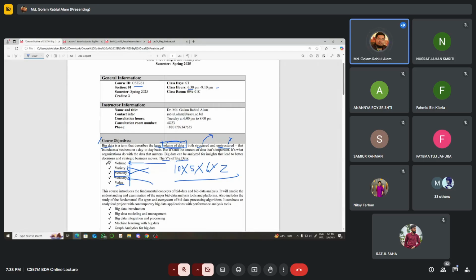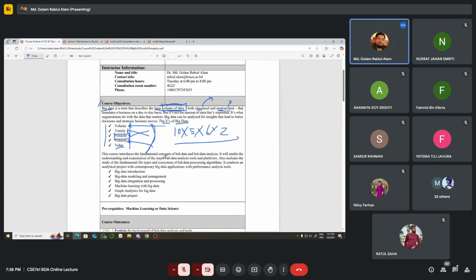So these 5 V's we usually consider as the 5 V's of big data. If we have these properties, or maybe any of these properties, then we usually consider that to be big data. In this course we will discuss the big data introduction, that means what the sources of big data are and what can be called big data.